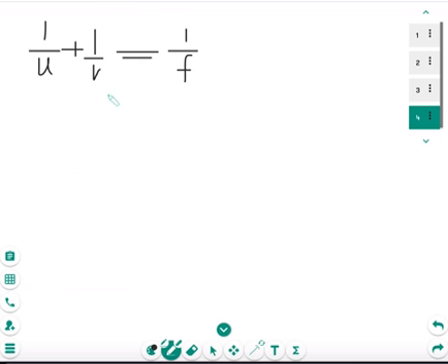So you know that you need to isolate this one. So you need to subtract both sides by 1 over v, yeah? So you get 1 over u equals 1 over f minus 1 over v.